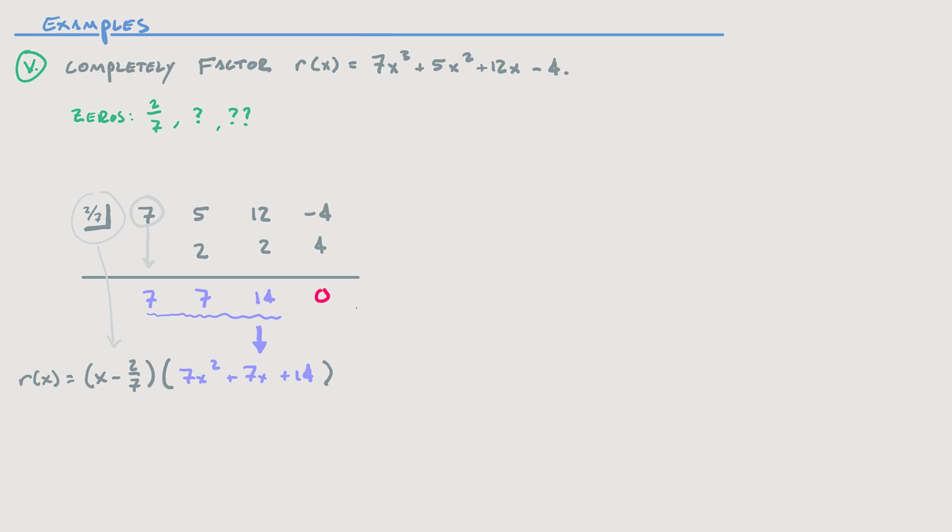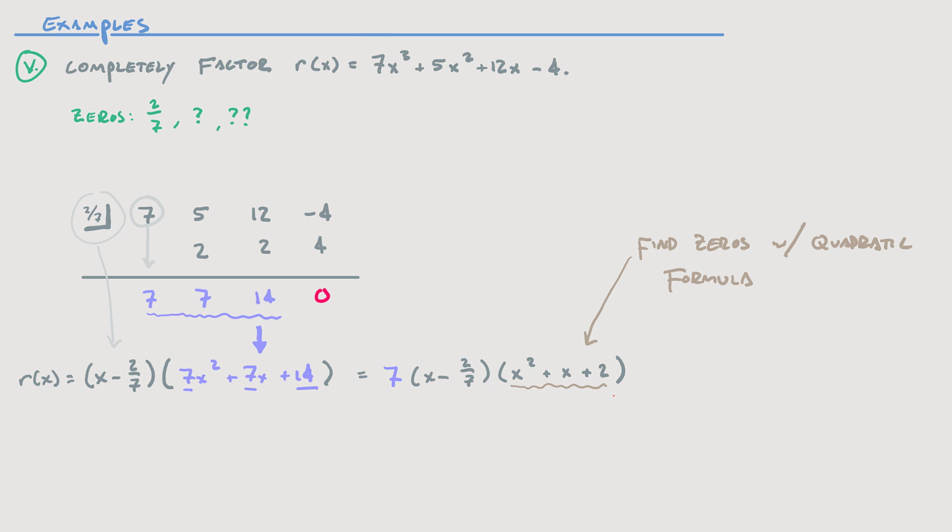So far we've partially factored r of x into x minus 2/7 from the 0 that we already found, and then now this quotient, 7x squared plus 7x plus 14, for which all of them have a 7 in common, so I pulled out a 7 and I was left with this as the quotient piece. Now there are no two factors of 2 that add to be 1. So I know almost immediately this is a quadratic formula situation. We just need to find zeros. Remember, factoring is just find your zeros, and then it's x minus those zeros that become the factors.